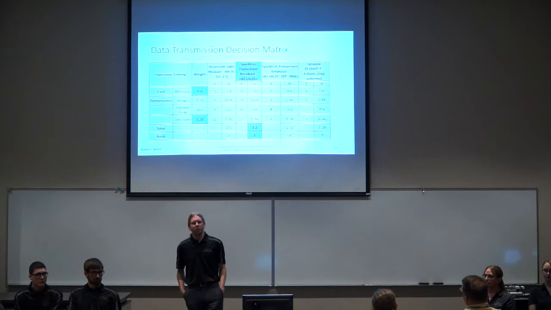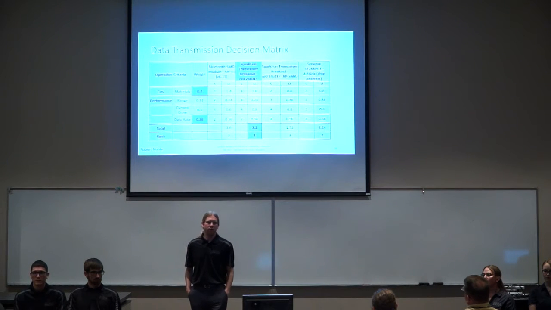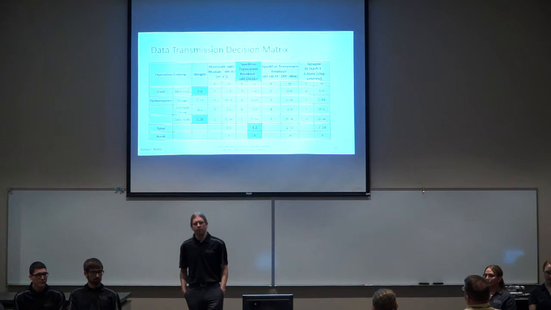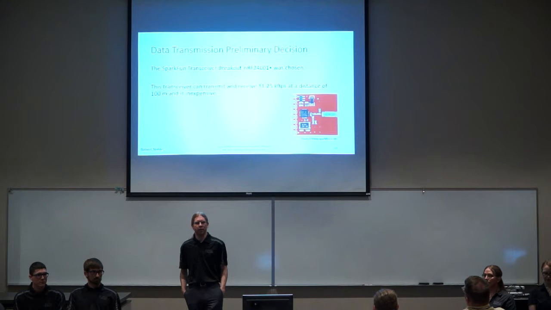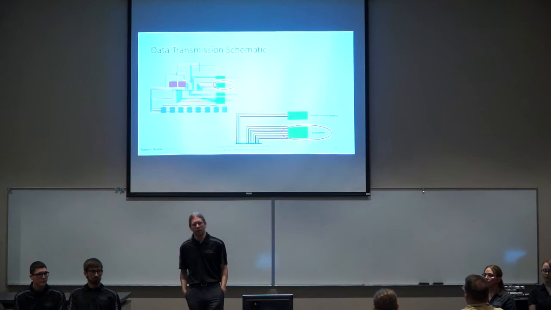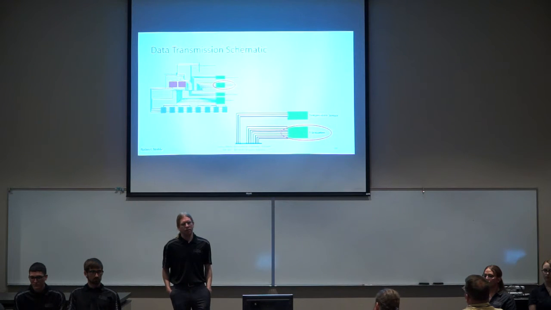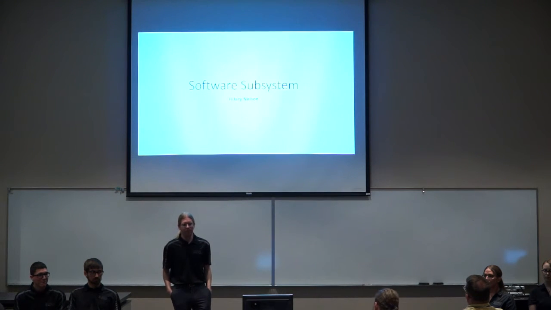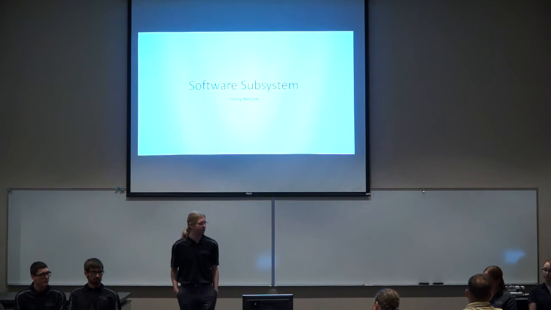These 4 options were considered for the transceiver, with cost and data rate being the most heavily weighted. As a result, the SparkFun NRF24L01 was selected. This transceiver can receive and transmit at 31.25 kilobytes per second at the specified distance of 100 meters away and is relatively inexpensive. In the schematic, the transceiver is connected straight to the BeagleBone Black. Simple enough. And now Hillary will talk about the software subsystem.